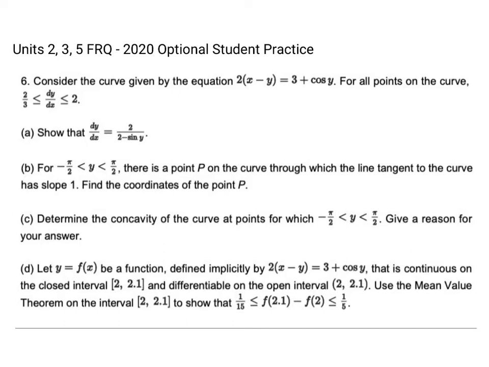It's got x and y mixed together in the expression. And we also know that the derivative is between 2/3 and 2 for all points on the curve. And we're going to answer 4 questions related to this situation. And we'll tackle each one on a different slide. So we'll change slides and start with part A.